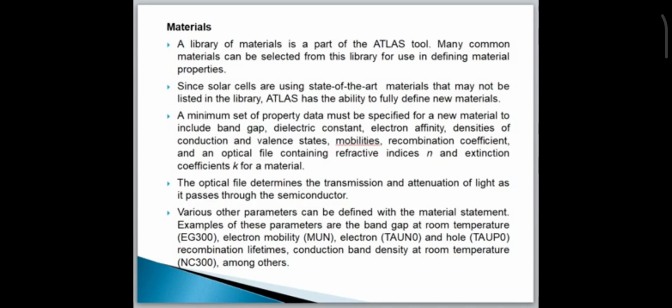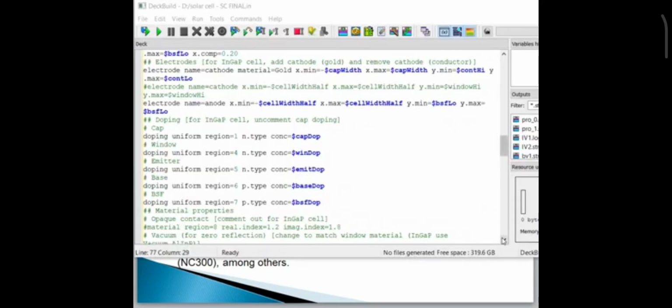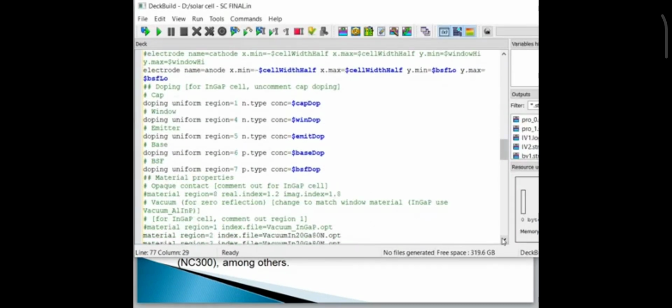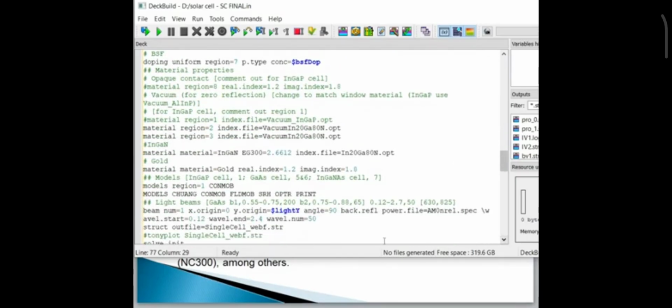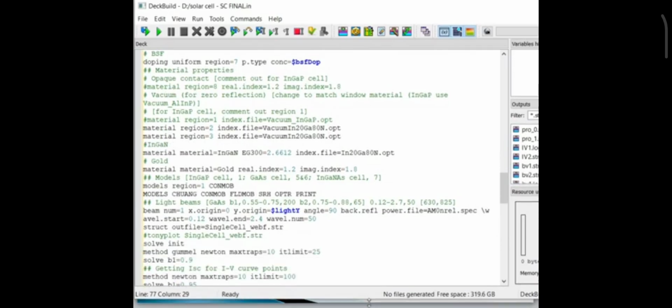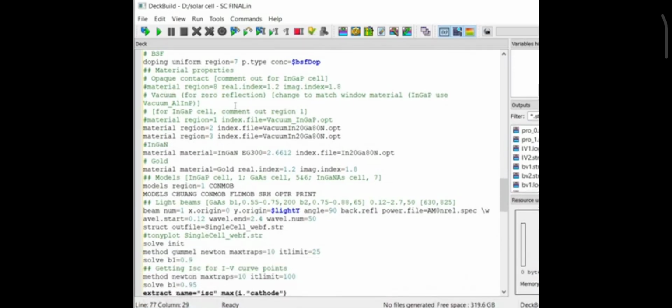Various other parameters can be defined with the material statement. Examples of these parameters are the band gap at room temperature, electron mobility, electron and hole recombination lifetime, TAUN0 and TAUP0 syntax, conduction band density at room temperature, among others. After defining the doping, I have defined the material statement. Material properties, opaque contact.